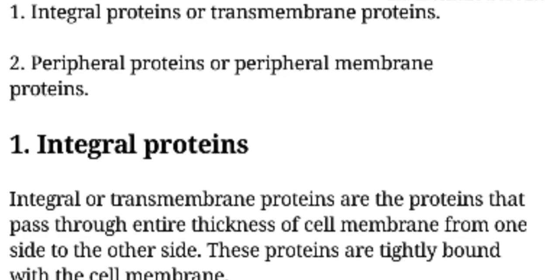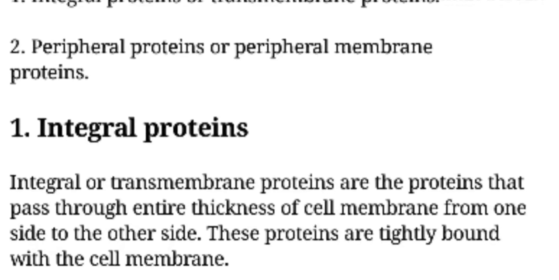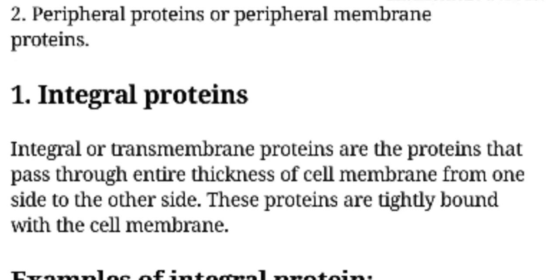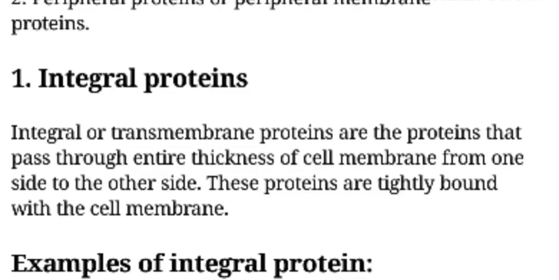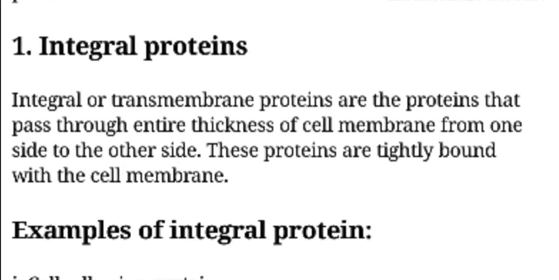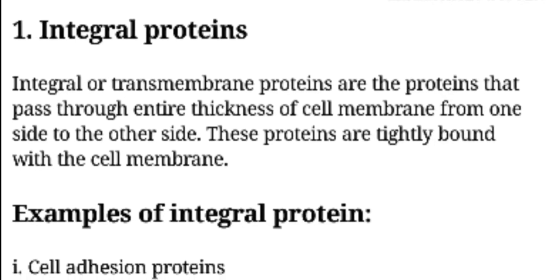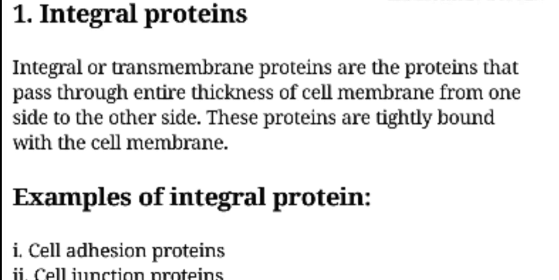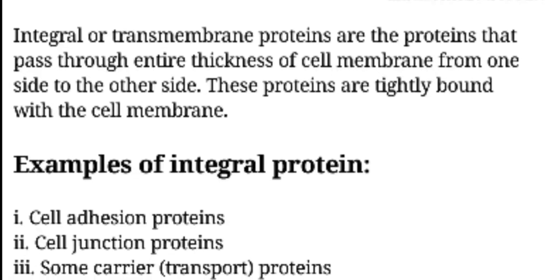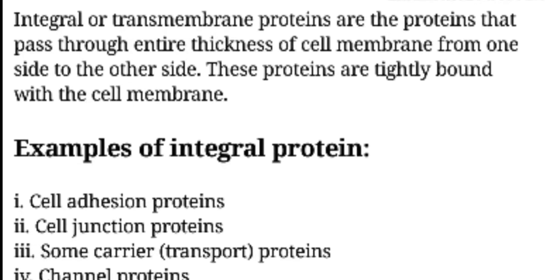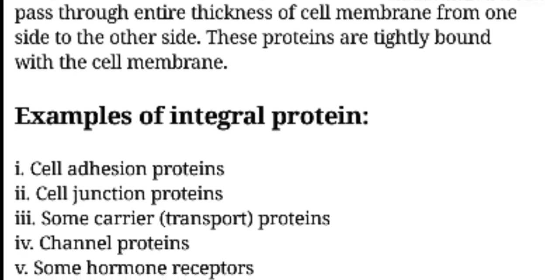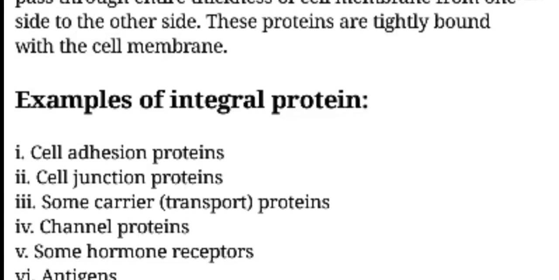1. Integral proteins. Integral or transmembrane proteins are the proteins that pass through entire thickness of cell membrane from one side to the other side. These proteins are tightly bound with the cell membrane. Examples of integral protein: I. Cell adhesion proteins. II. Cell junction proteins. III. Some carrier, transport proteins. IV. Channel proteins. V. Some hormone receptors. VI. Antigens. VII. Some enzymes.